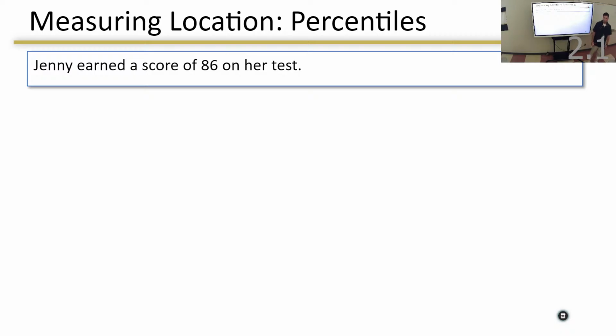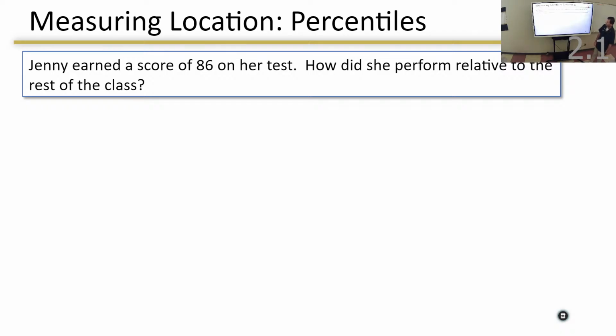Jenny scored an 86 on her test. Yay, Jenny. Not bad. Good job, Jenny. How did she perform relative to the rest of the class? So that's a big thing. That's what we like to talk about, right? Not only did she know that she scored an 86, she probably thinks that's pretty decent, but if everybody scored a 100, then it may not be very good. If everybody scores, say, 20, then 86 is really good. So a lot of times we like to compare that, right?